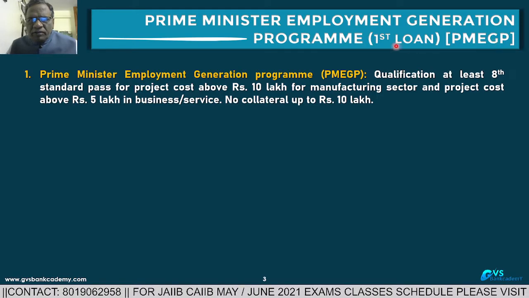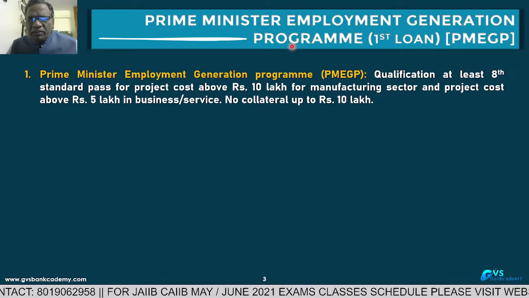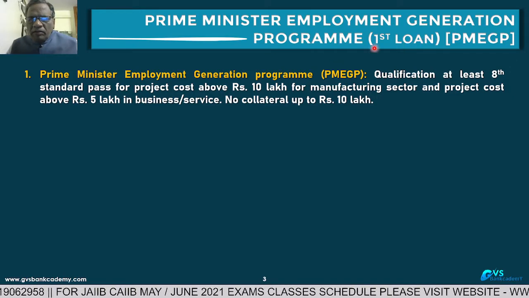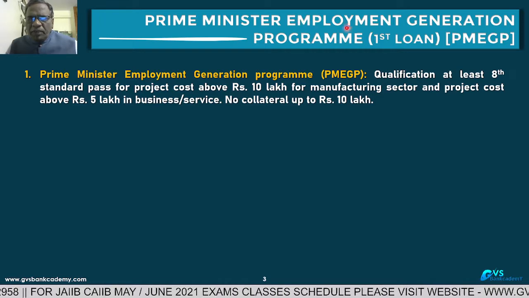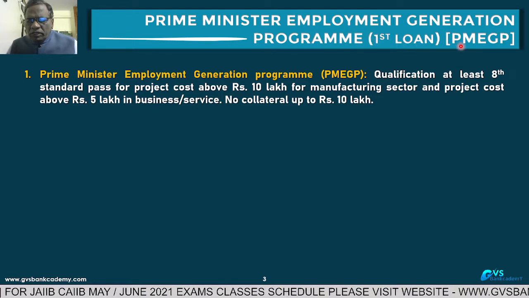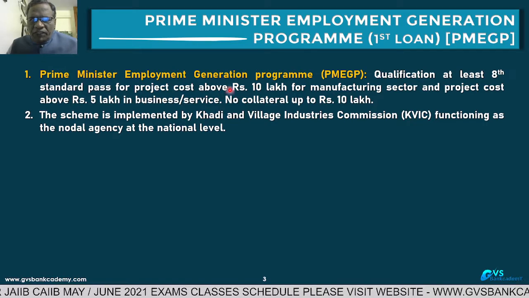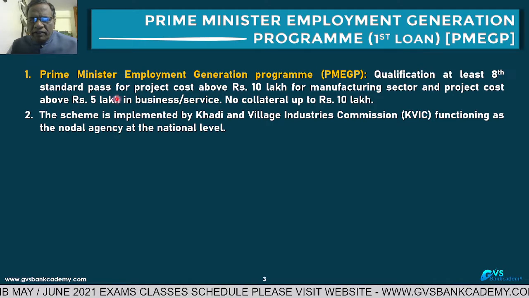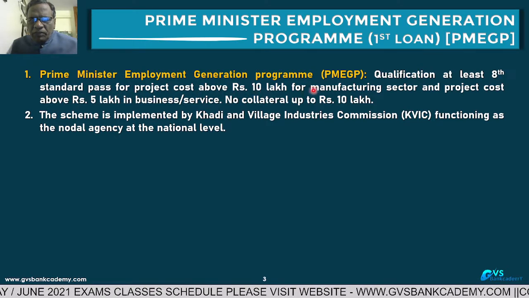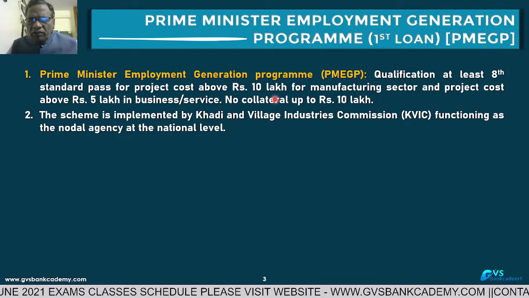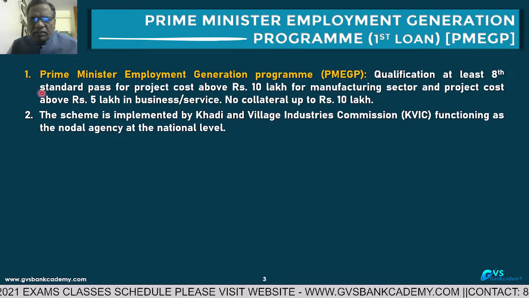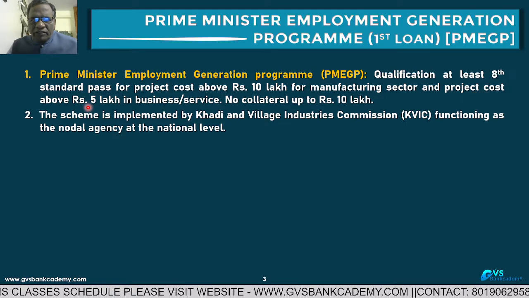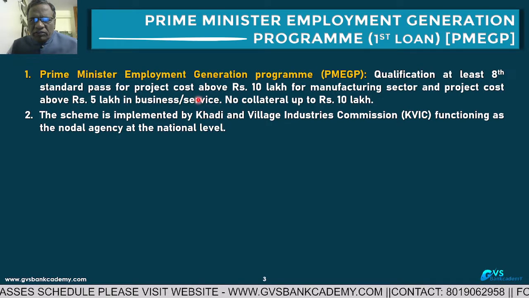PMEGP, the second scheme, Prime Minister Employment Generation Programme. First loan conditions. Qualification for PMEGP first loan: at least 8th standard is required for a project cost above 10 lakh rupees for the manufacturing sector. So for any loan above 10 lakhs for manufacturing, the minimum qualification required is 8th standard. And for a project cost above 5 lakhs for business and service, also 8th standard.